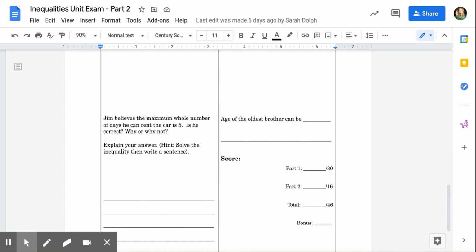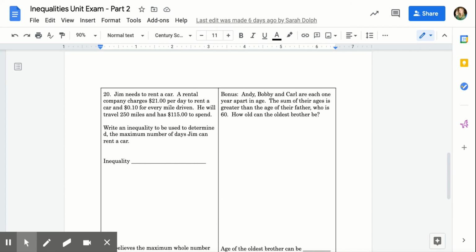All right, this is the last problem. It looks like multiple parts. I will read the bonus to you after. Number 20: Jim needs to rent a car. A rental company charges $21 per day. Seems important: $21 per day to rent a car.